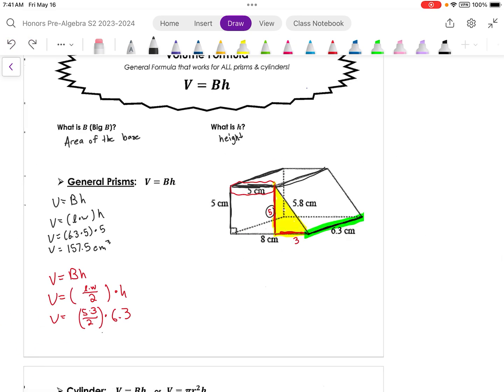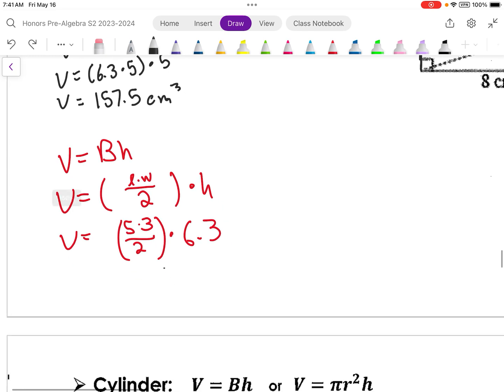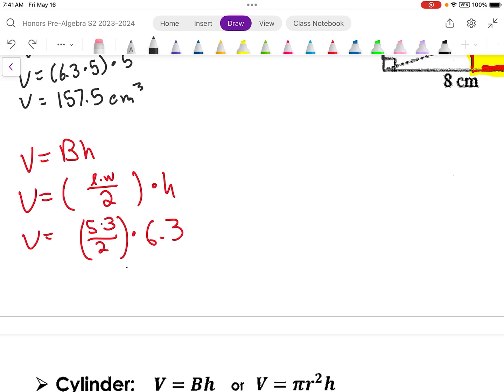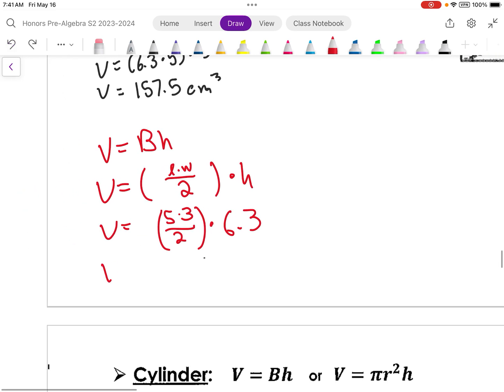But again, if you were to put that 6.3 on the inside, it's not really going to change the problem. So 5 times 3 is 15 divided by 2, 7.5 times 6.3. The volume is 47.25 centimeters cubed.